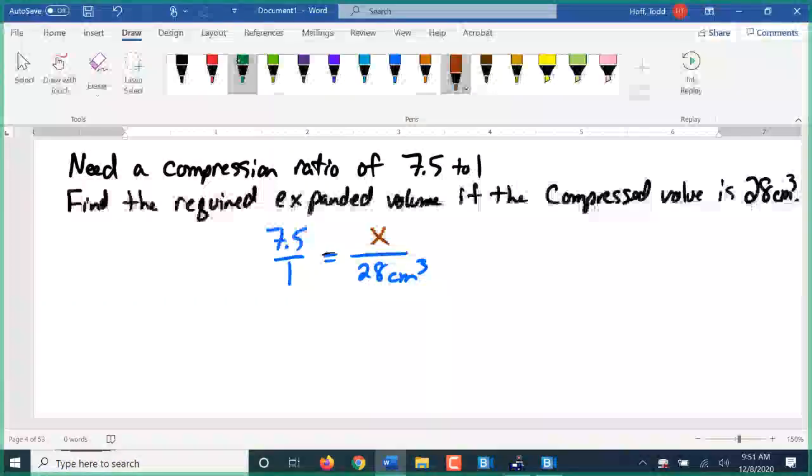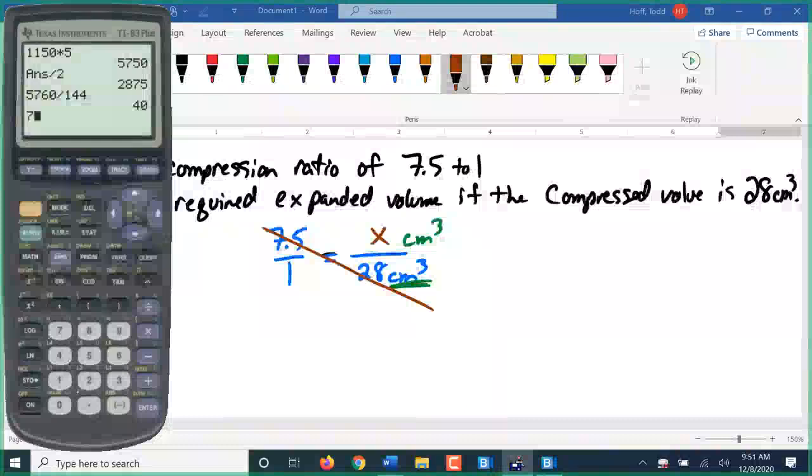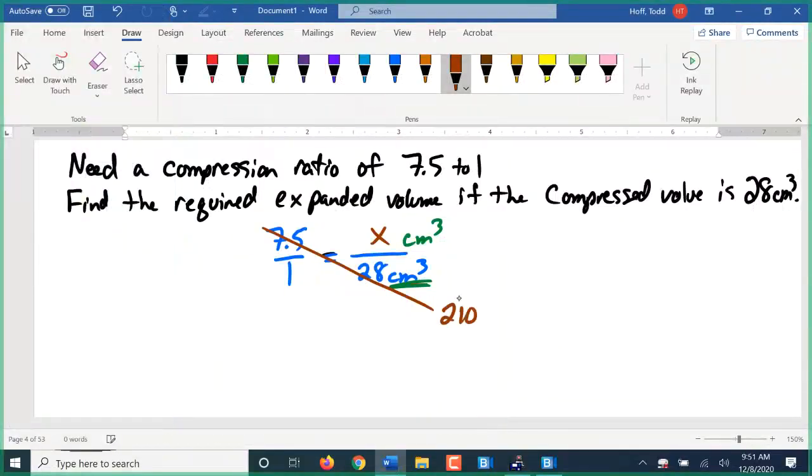Now you'll notice I did put the cubic centimeters in here. All that's telling us is that whatever goes up here also has to be in cubic centimeters. So we can really ignore the units other than that. Now we'll cross multiply here, 7.5 times 28 gives us 210. And then we divide by, well, 1 is what's diagonal to X, so dividing by 1 doesn't change anything. That's just going to be 210 cubic centimeters.